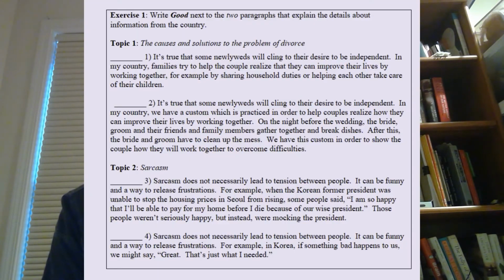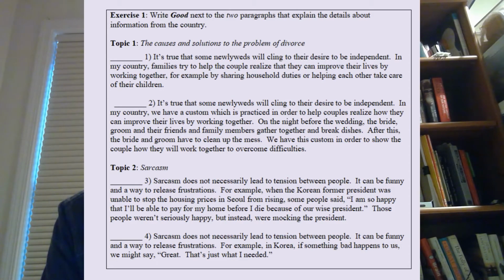So here is exercise 1, which, as I mentioned before, uses an inductive approach. Here's the directions. Write good next to the 2 paragraphs that explain the details about information from the country. So topic 1, the causes and solutions to the problem of divorce. So we have 2 paragraphs about this topic, and one of them is good, has a lot of details about the culture, and the other one doesn't. Okay, and students, of course, do this individually.